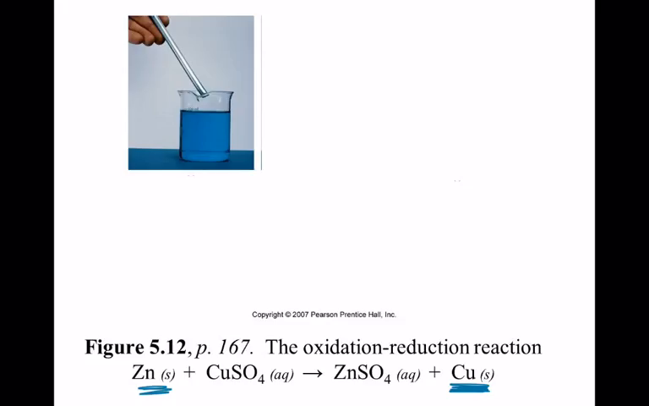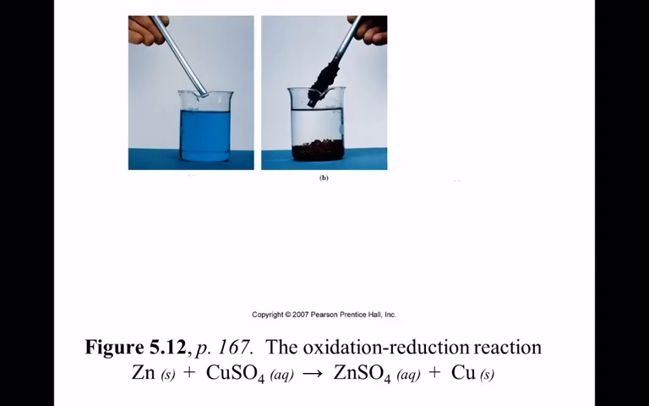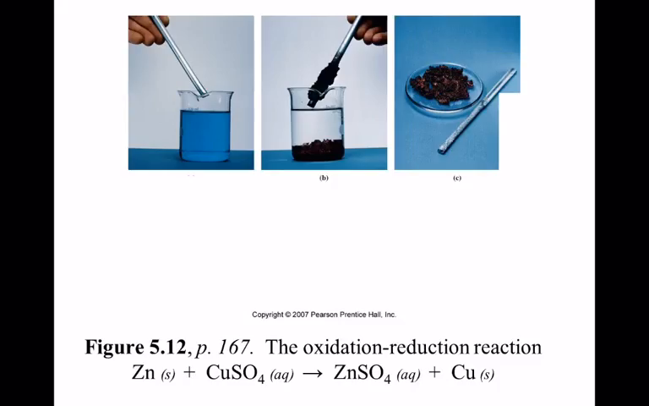The still images look like this, where the stick is the zinc, and the pretty blue on the reactant side is the copper 2 sulfate. When zinc is submitted to copper 2 sulfate, electrons are transferred. We'll be talking more about that. So the oxidation state of the copper and the zinc, one's reduced, one's oxidized, and you end up with solid copper.